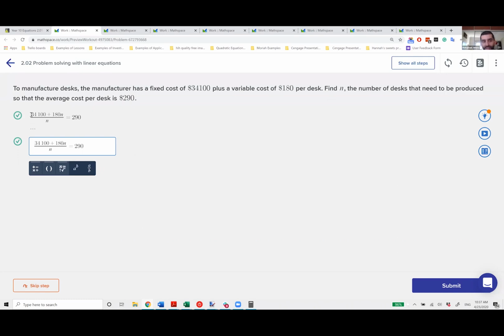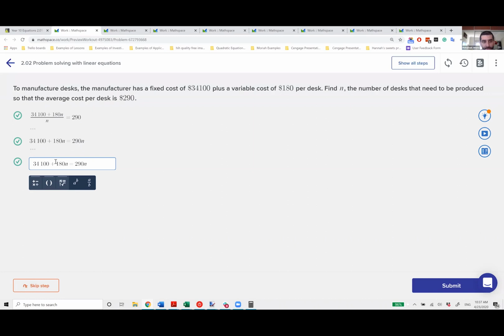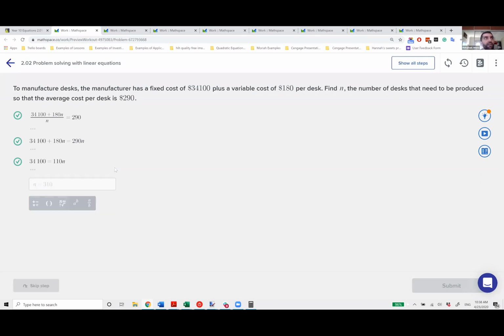So total cost, fixed cost, plus for every desk, 180. So 180 times n. And then the average cost, we're going to divide the total cost by the number of desks. Okay, and then from there, we just multiply both sides by n to get rid of the fraction. Subtract 180n from both sides. So it's equal to 110n. And then we can jump on our calculator and work that out. N equals 310. All right, really good. Nice.